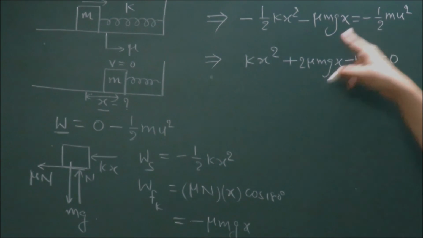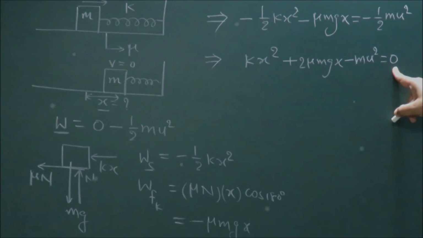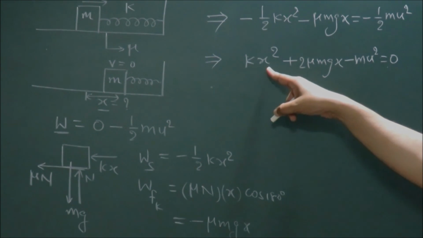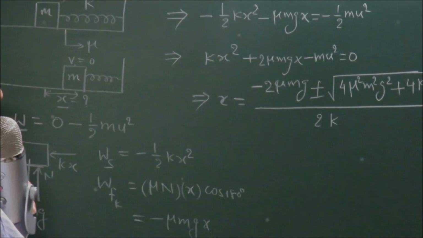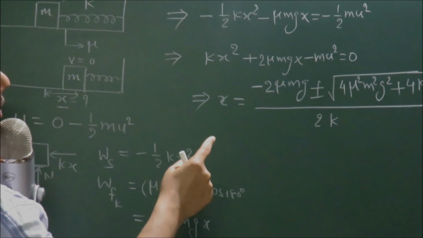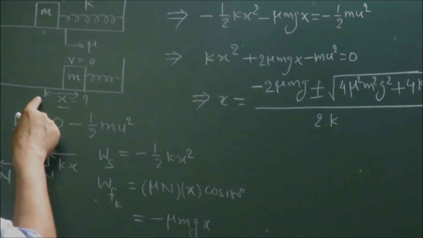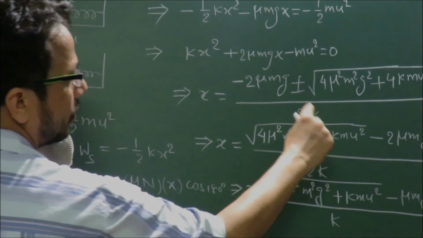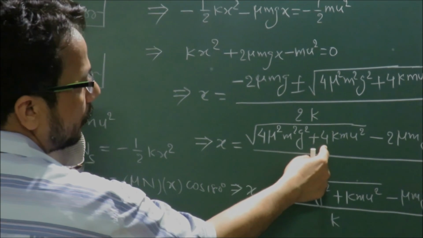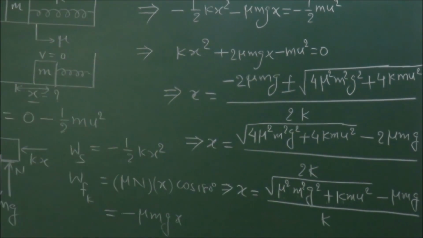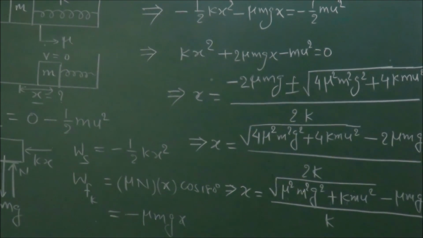After solving this quadratic equation, we will have two values of x, and out of these two values only one value of x will be accepted. One value of x is negative and the other value of x is positive. Only the positive value of x will be considered. Hence this is the maximum compression produced in the spring by the block.